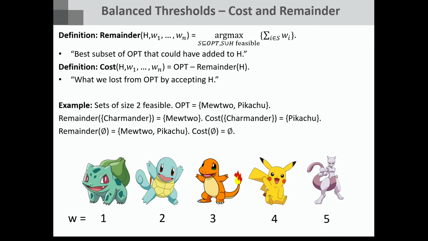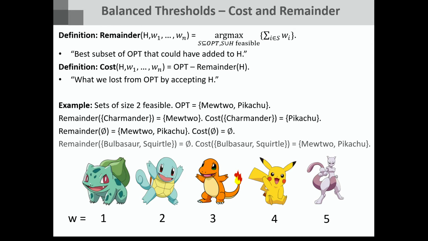Similarly for the empty set, the remainder is Mewtwo and Pikachu. We can still add both of them and be feasible, and the cost is nothing. And if I have a set of size 2, Bulbasaur and Squirtle, then the remainder is the empty set. We cannot add anything to them and still be feasible, so the cost is the entire opt.